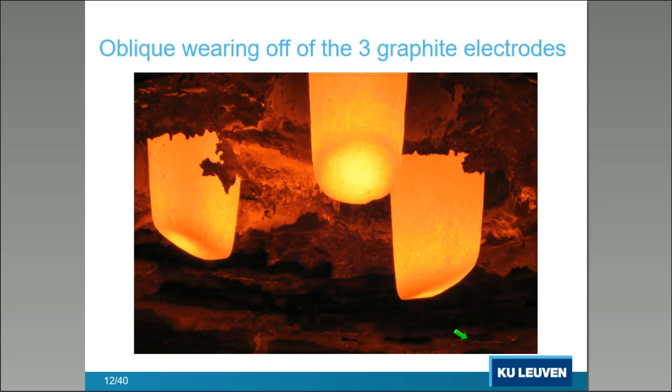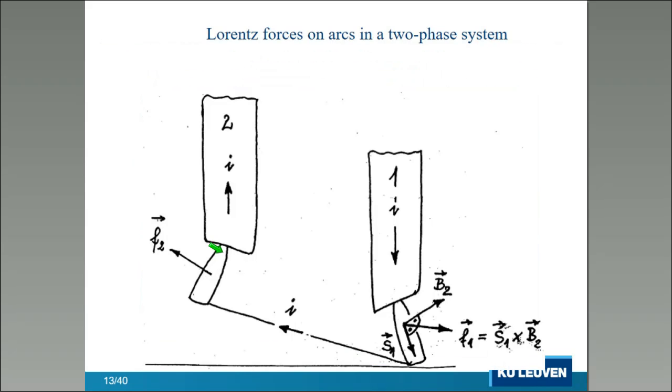After one tap, let's say, you see that they are glowing. They have this orange color because they are very hot, because of the very high current that they have conducted. What is very particular for the alternating current arc furnace is the wearing off of the 3 graphite electrodes. You see that it is oblique, it is slant. What is the reason? Well, the reason is explained here.